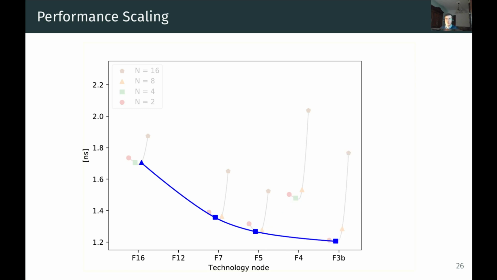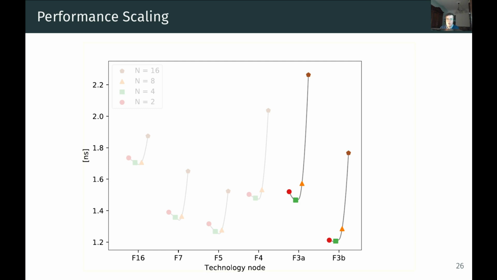Even if we take the more optimistic version of the 3nm node considered here, which is the F3B, we can see that the increase in performance decelerates a little bit when compared to the previous generations, and this may raise further concerns whether it will be viable to move to a new technology node without substantial architectural changes.